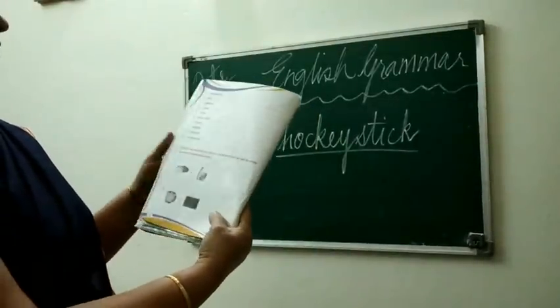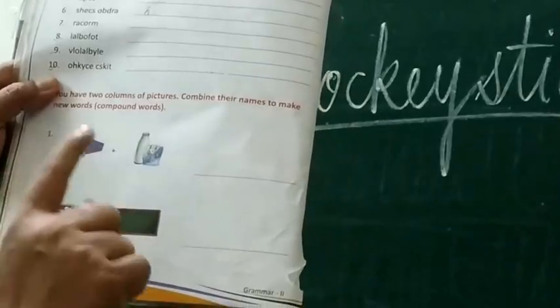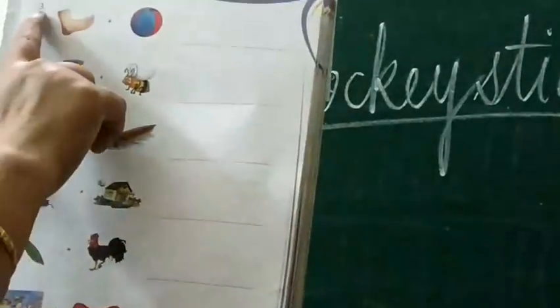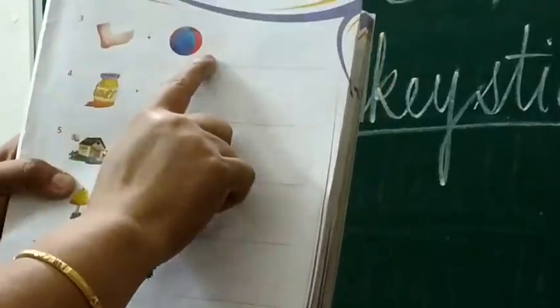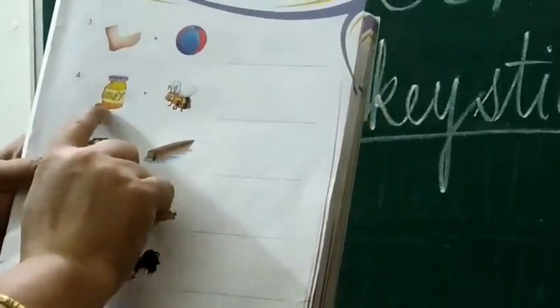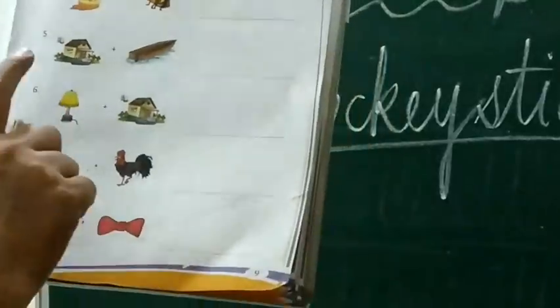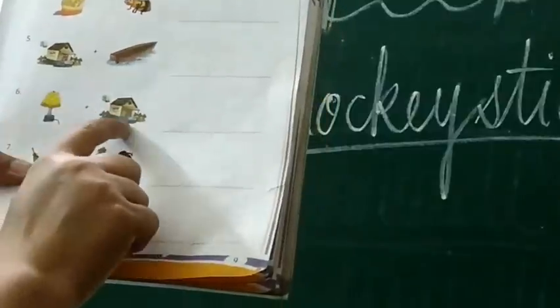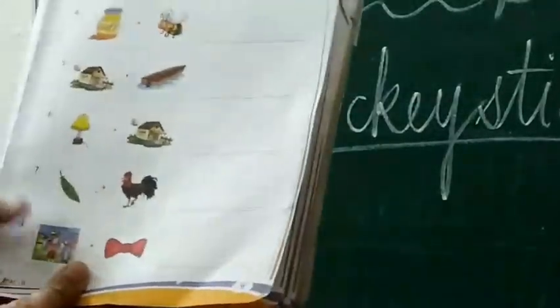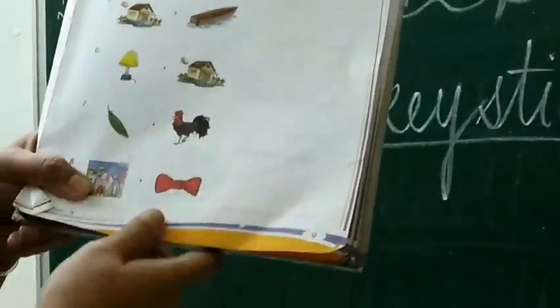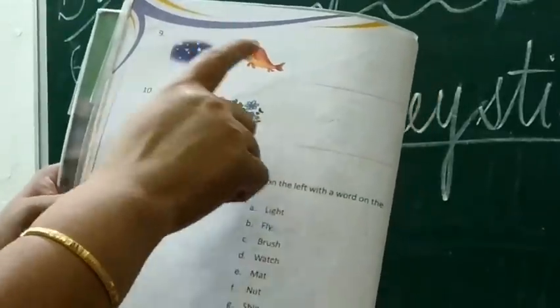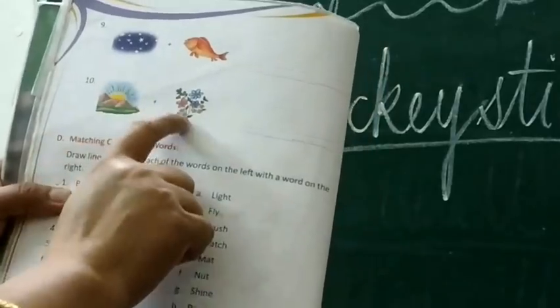So, let's repeat. First one is buttermilk. Second one is cupboard. Third one is football. Fourth one is honey bee. Fifth one is houseboat. Sixth one is lighthouse. Seventh one is peacock. Eighth one is rainbow. Ninth one is starfish. Tenth one is sunflower.